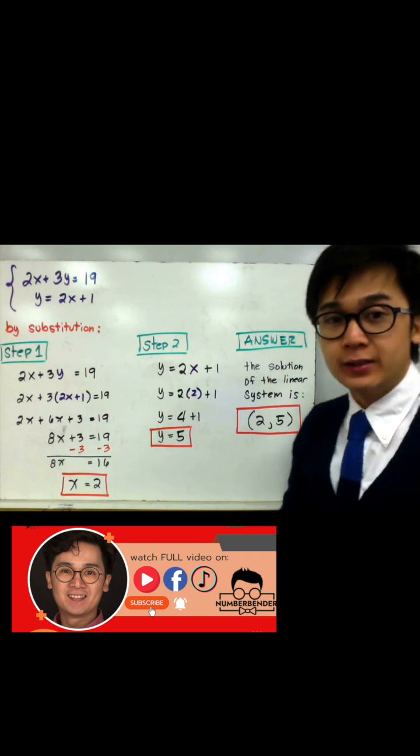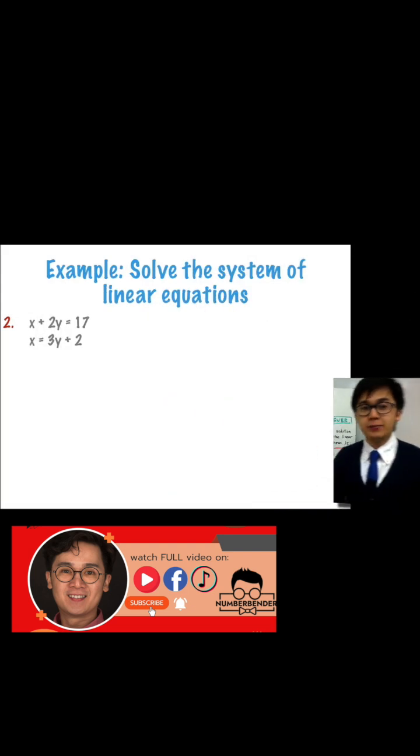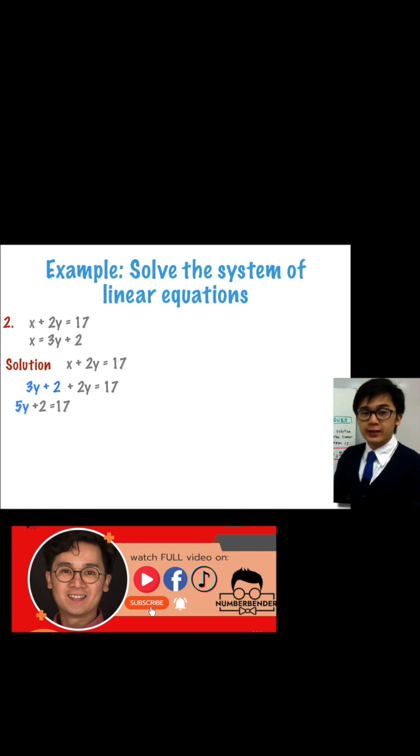And for our second example, for our new linear system, let's say we have x + 2y = 17 and x = 3y + 2. Now for this example, x is already by itself, so for our first step, we will use x + 2y = 17, and we will replace x by 3y + 2. And by simplifying our equation, we can combine 3y and 2y, leaving us with 5y + 2 = 17.